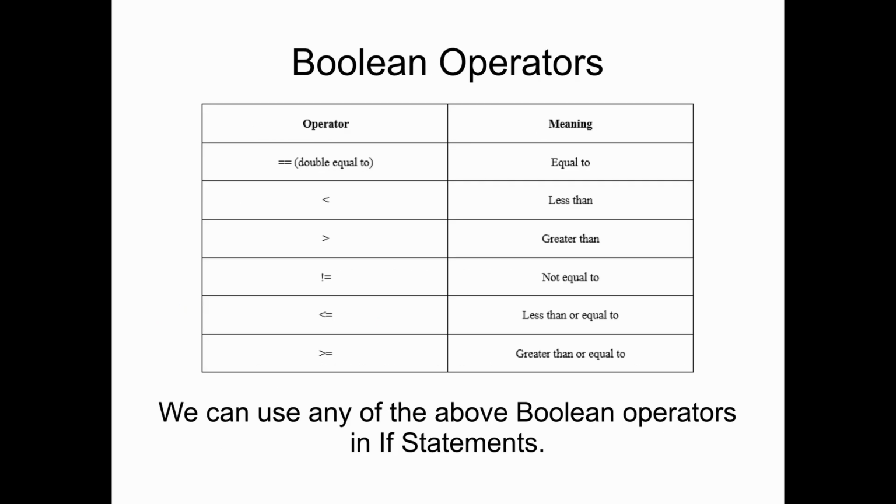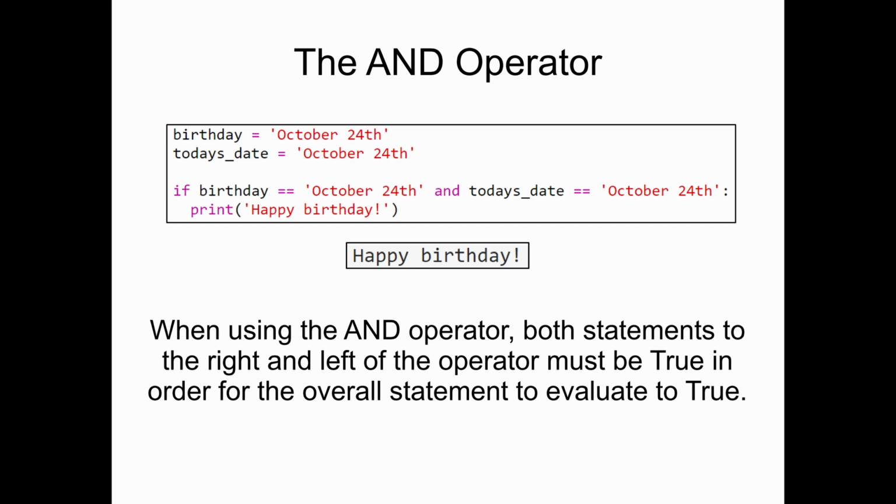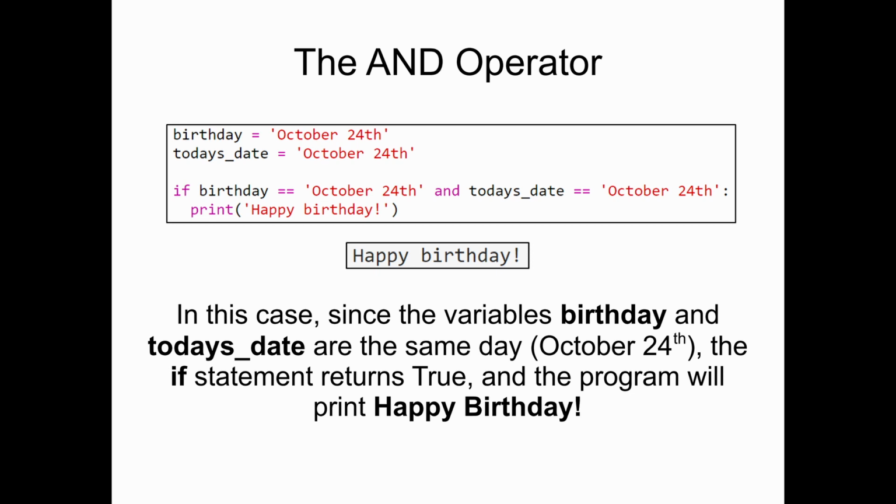We can use any of the above Boolean operators in if statements. When using the AND operator, both statements to the right and left of the operator must be true in order for the overall statement to evaluate to true. In this case, since the variables birthday and today's date are the same day, the if statement returns true and the program will print happy birthday.